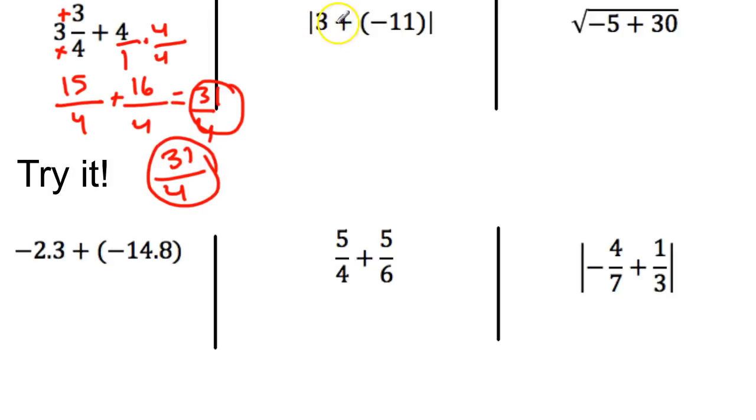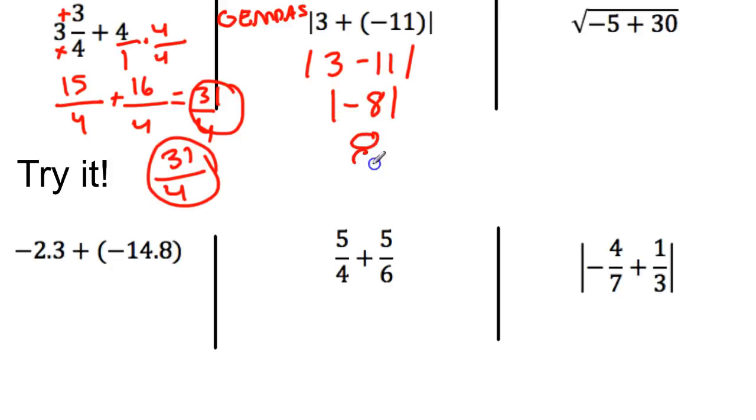Over here we've got absolute value, and I want you to remember GEMDAS. The G is for grouping symbol. Absolute value bars, that is a grouping symbol, so you need to do what's on the inside first. I see here I have a plus and a minus. I can change that to a minus. So 3 minus 11, that's going to be negative 8. And these are all in the absolute value bar, so the absolute value of negative 8 is 8.